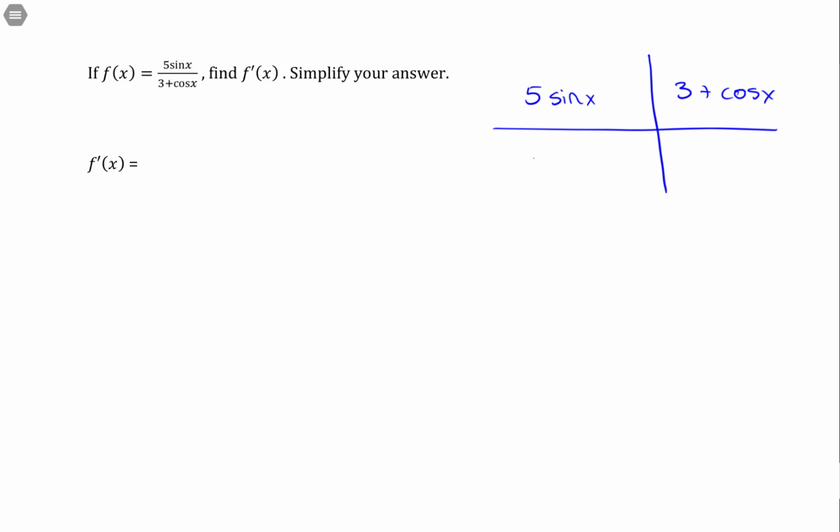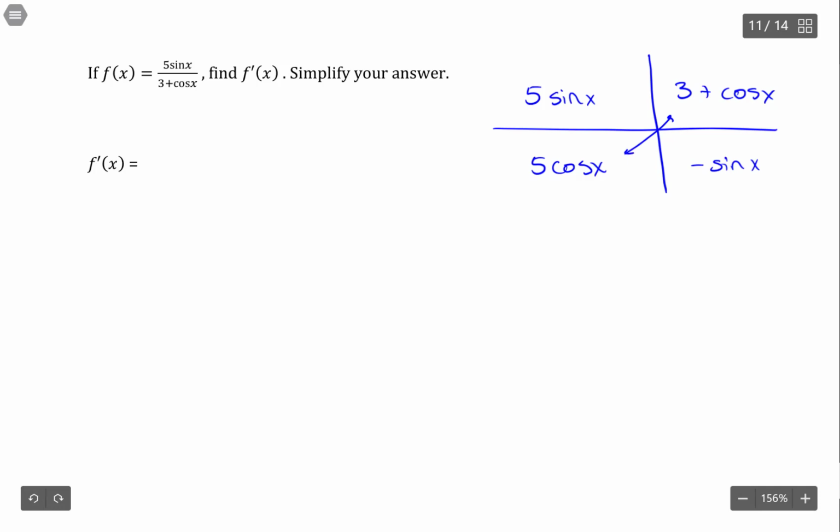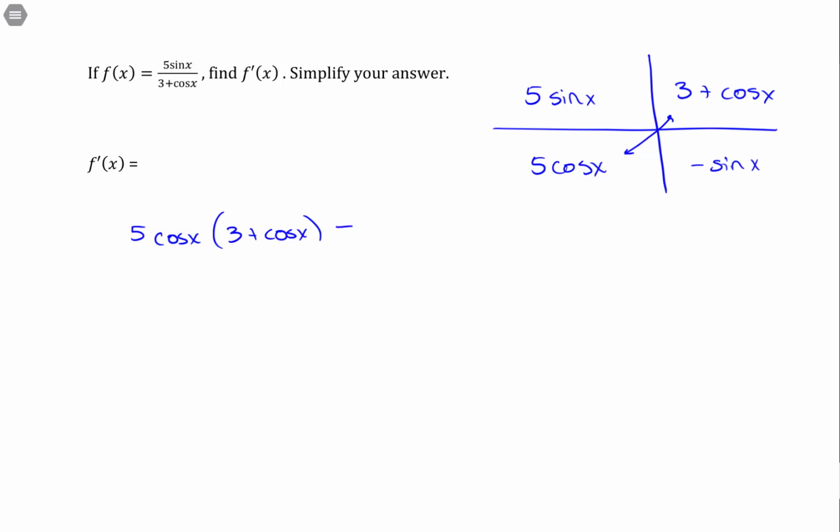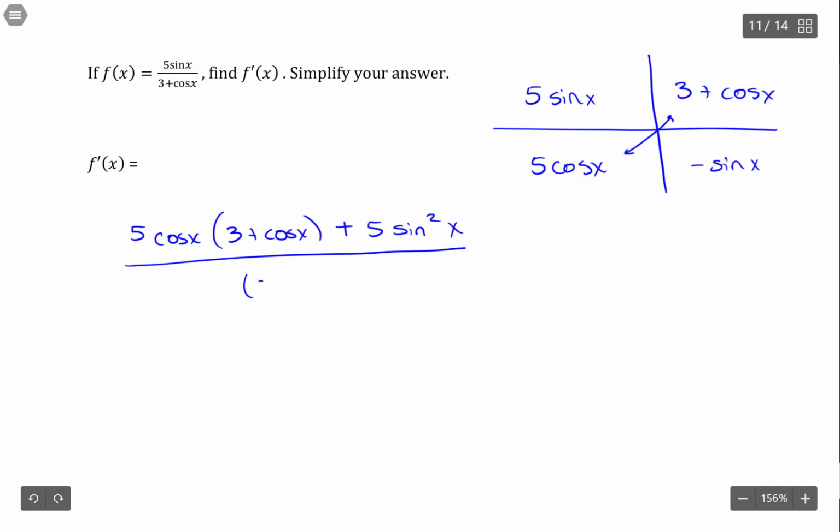Their derivatives are 5 cosine x, and the derivative of a constant is 0, so this just becomes negative sine x. So these two items multiply together first, so it would be 5 cosine x times the quantity 3 plus cosine x, minus, and then I have 5 sine x times negative sine x, which would be plus 5 sine squared x, all over 3 plus cosine x squared.